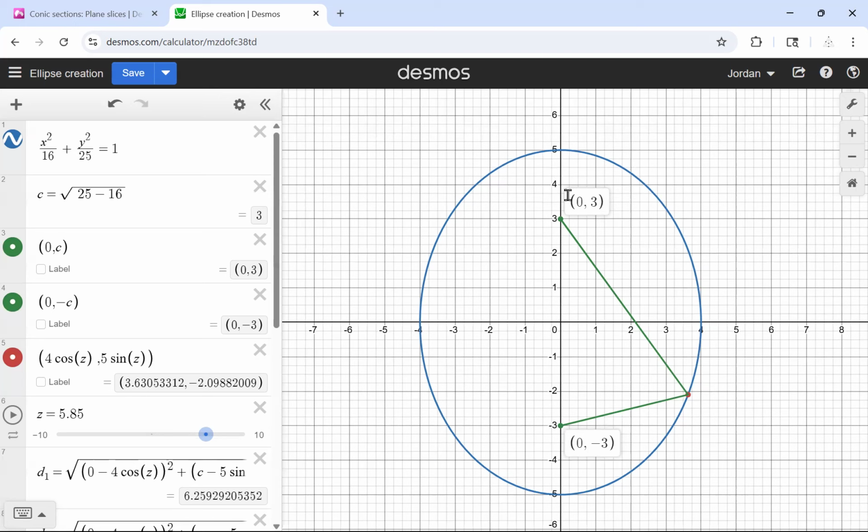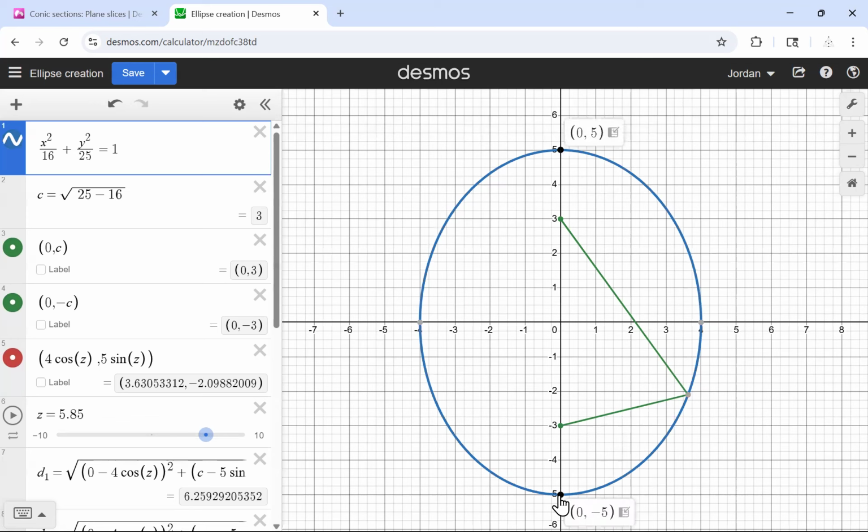It's stretched out 5 units in the y direction. By the way, we would therefore say the vertices of the ellipse are (0, 5) and (0, negative 5). So (0, 5), (0, negative 5) are the vertices for this ellipse. The covertices for this ellipse are (4, 0) and (negative 4, 0).